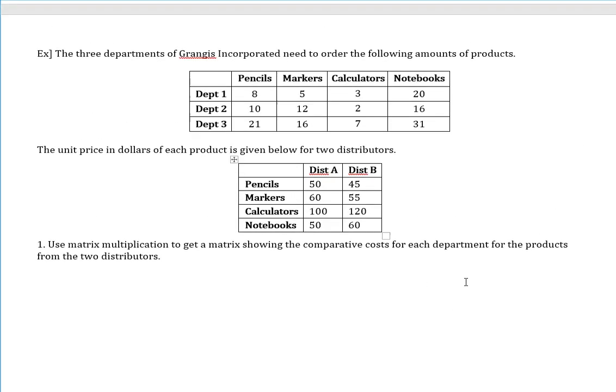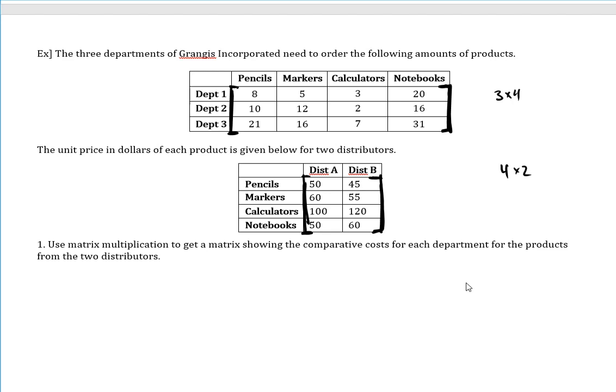from the 2 distributors. Okay, so currently, what we want to do is kind of what we did on the previous problem, where I could say, hey, this is a matrix, so I'm just kind of blocking off what's important about it, and making sure the units would match. All right, so currently what we have is 3 rows and 4 columns for this matrix. So this is a 3 by 4. This matrix is a 4 by 2.